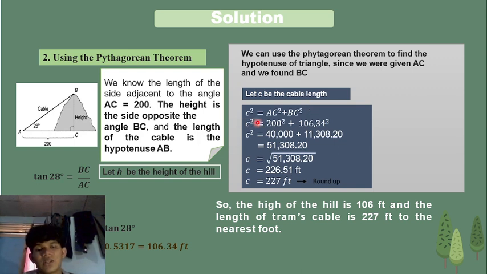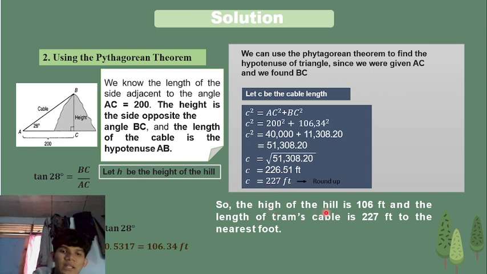So C squared is equal to AC squared plus BC squared. C squared is equal to 200 squared plus 106.34 squared. So C squared is 40,000 plus 11,308.20. So C squared is equal to 51,308.20. We take the square root of this equation, so we get C is 226.51 feet. We round this, so we get C is 227 feet.